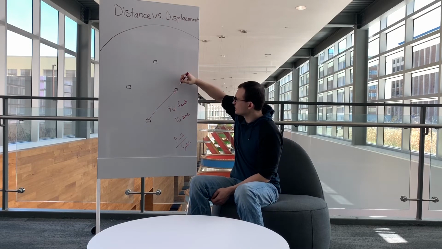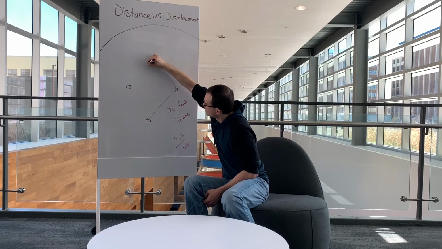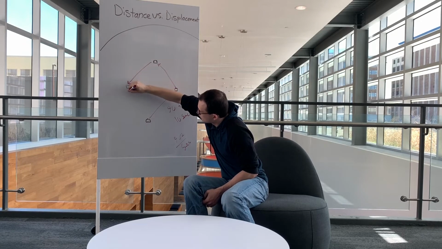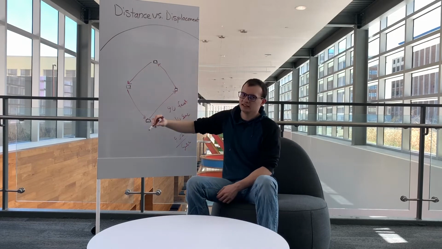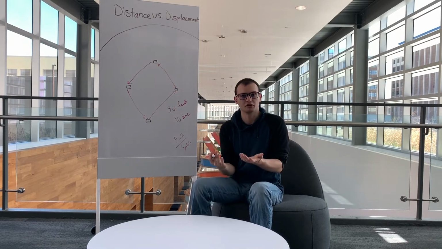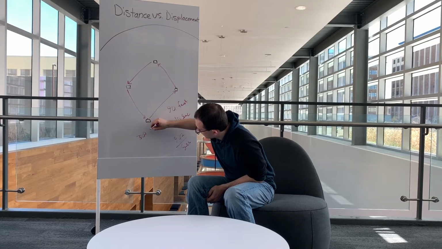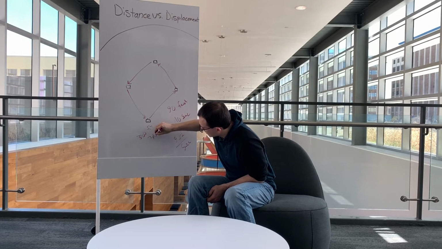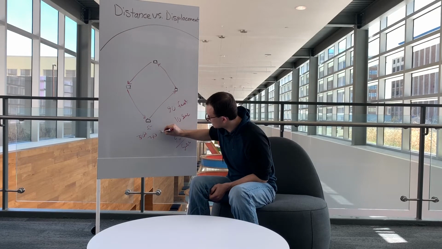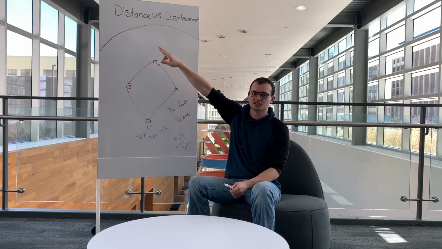Now, let's say we went all the way around the bases. Okay, so 90, 90, 90, 90, that's 360. So we traveled 360 feet. Let's say it took us 30 seconds, and so we could then calculate our speed for that travel. Okay, that's our distance or the speed.